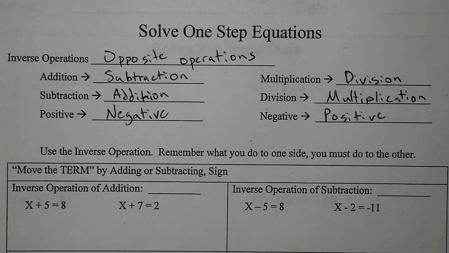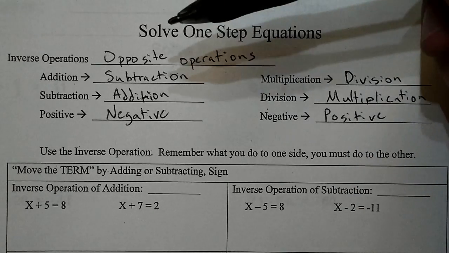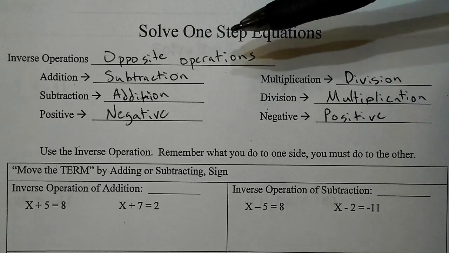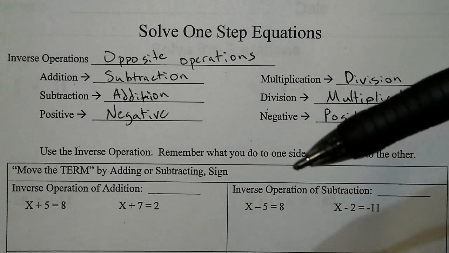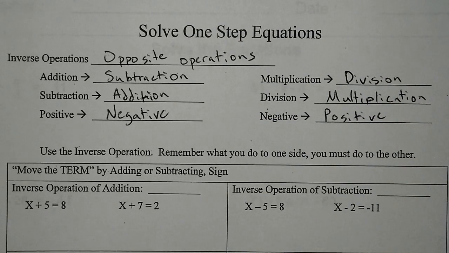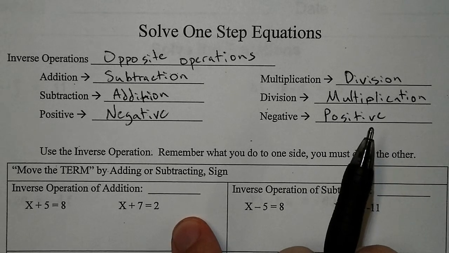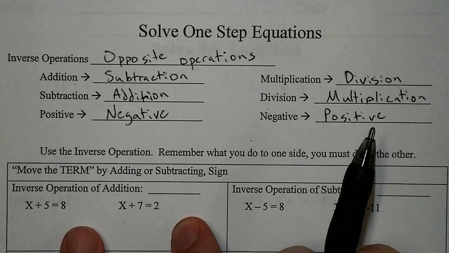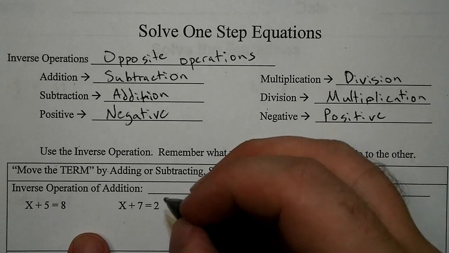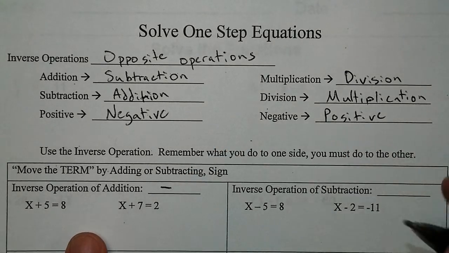So what we're going to do is use inverse operations, or the opposite operations, so that we can solve for unknown values. Now, let's look at this first box. It says the inverse operation of addition. Well, the inverse operation of addition is subtraction.